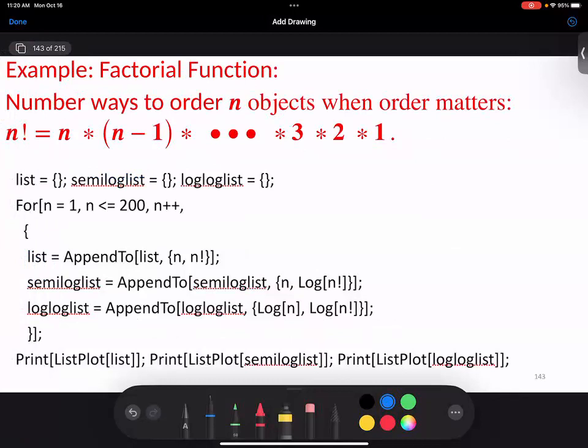To just give an example of how logarithms can help, here's the factorial function. It's the number of ways to order n objects when order matters. So n factorial is the product of n all the way down to 1. I just wrote a quick Mathematica code, and I will send some links later today about how to do some simple programming in Mathematica. If you've never done that before, I've got a tutorial on how to use it. Mathematica has a lot of very nice predefined functions which make the analysis easy.